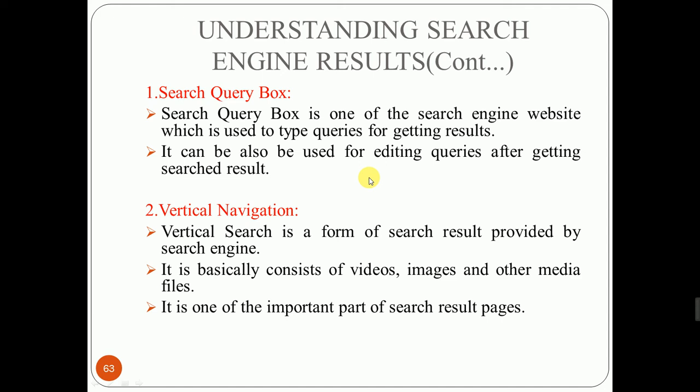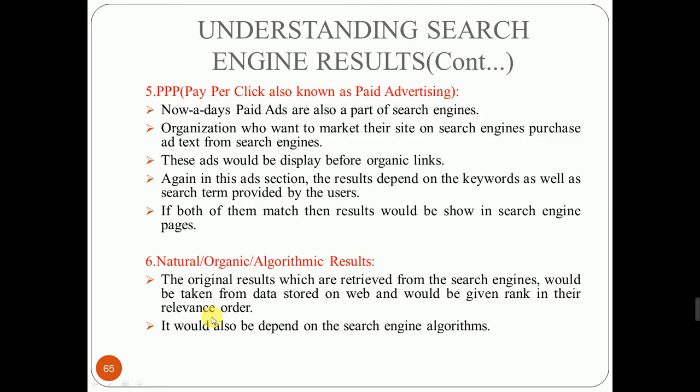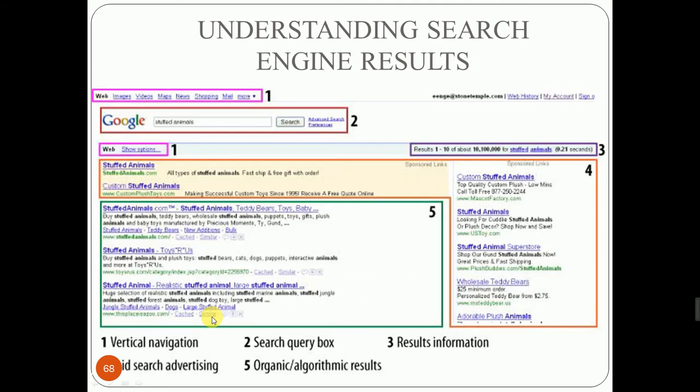Wait for 1 minute. So here we will see an example of it, the image of a search query. See here it's a part. This is an image of the Google search engine as it was available previously. So you can see the search query box, number 2. You can see the cursor, the movement of the cursor. This is your search query box.